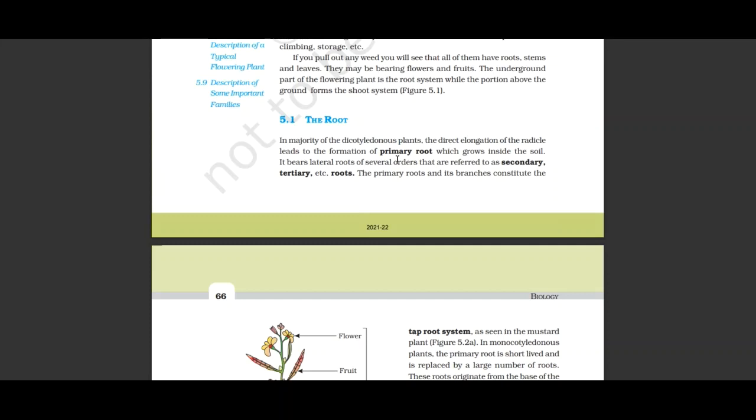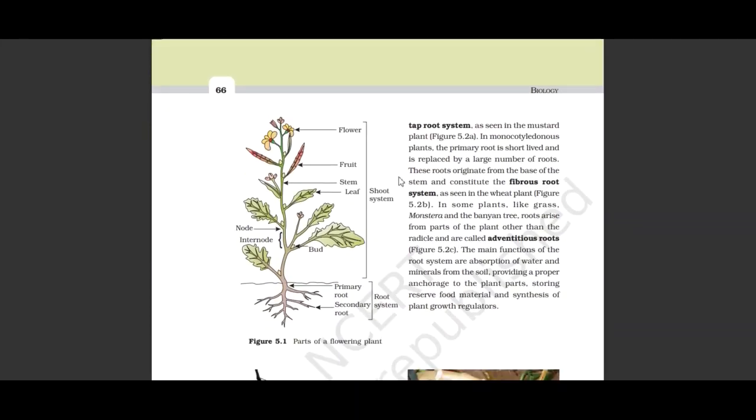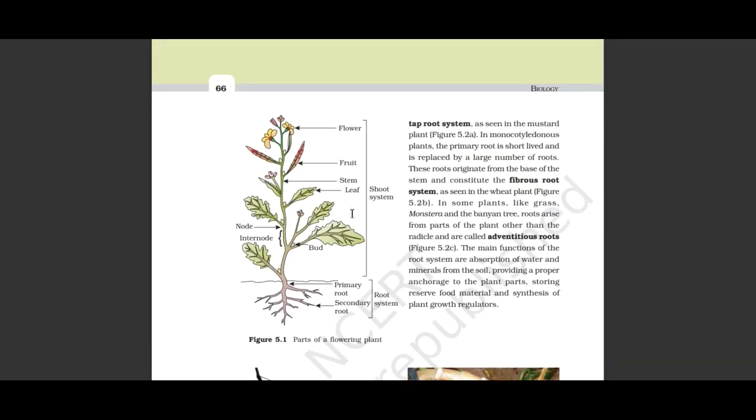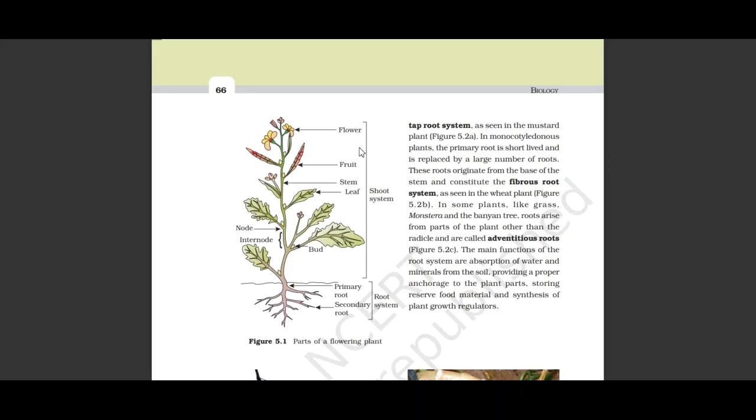In the majority of dicotyledonous plants, the direct elongation of the radicle leads to the formation of the primary root, which grows inside the soil. It bears lateral roots of several orders that are referred to as secondary, tertiary, etc. roots. The primary root and its branches constitute the taproot system, as seen in the mustard plant. Figure 5.3 describes the mustard plant with primary and secondary roots, which constitute the taproot system.